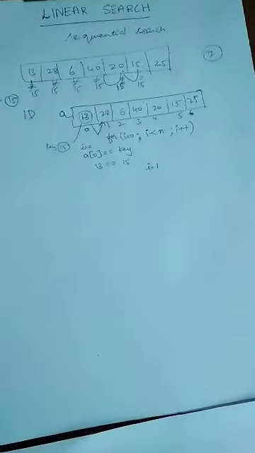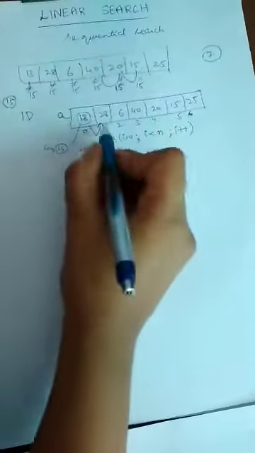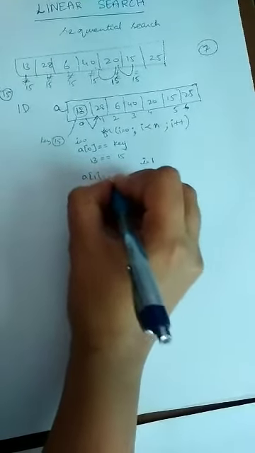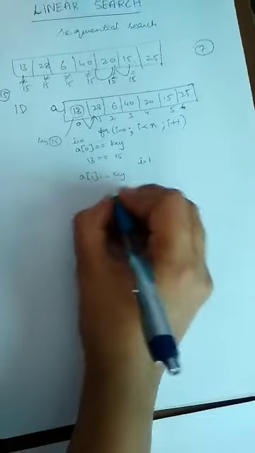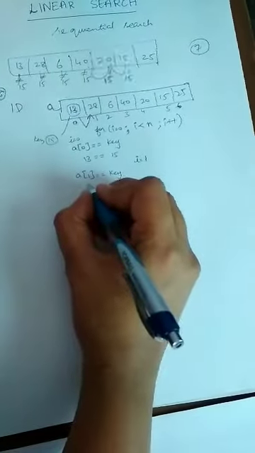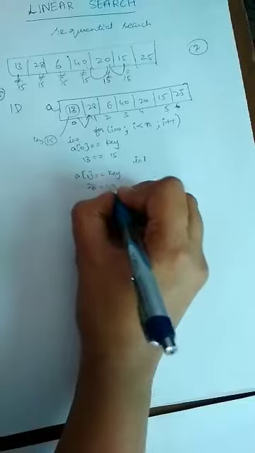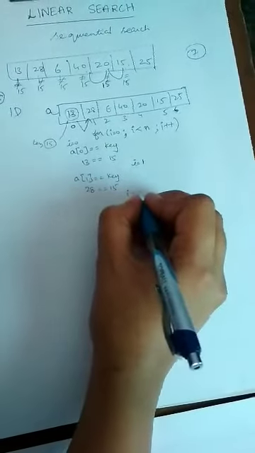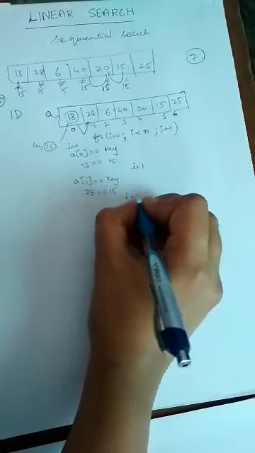So now i will become 1, the next element, 28. We check whether A of 1 is equal to the key. What is A of 1? 28. Is it equal to 15? No. So again i will be incremented.